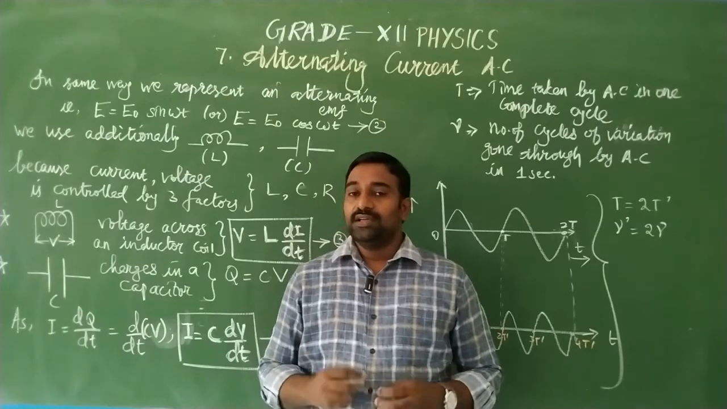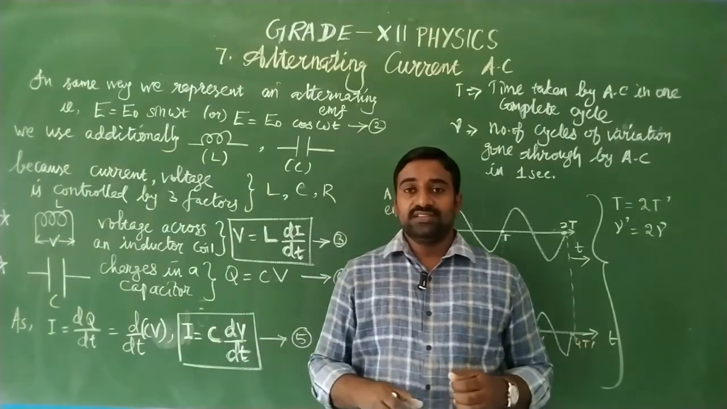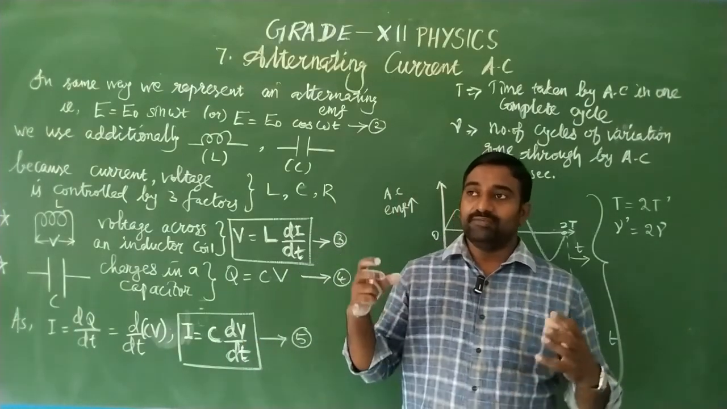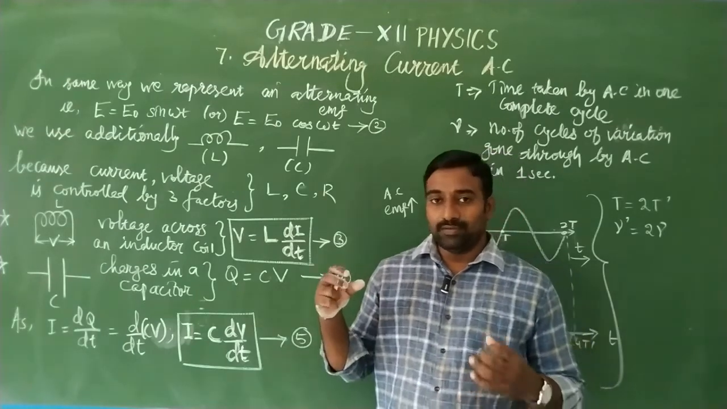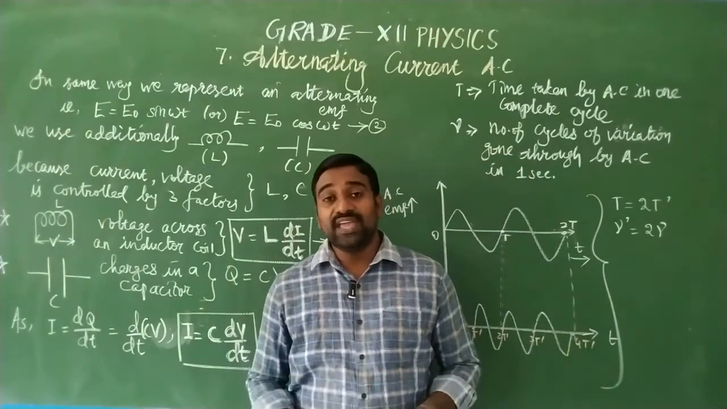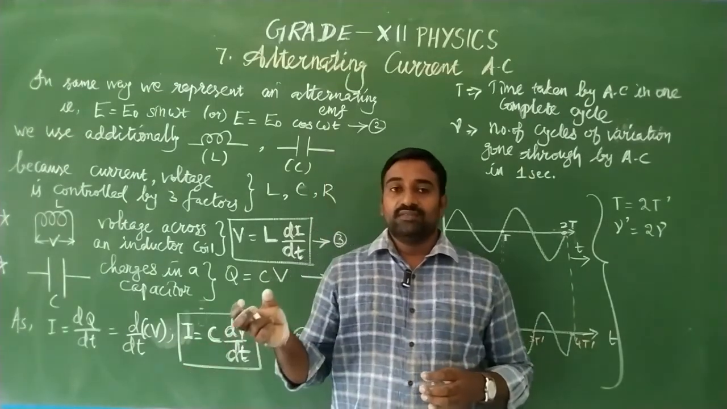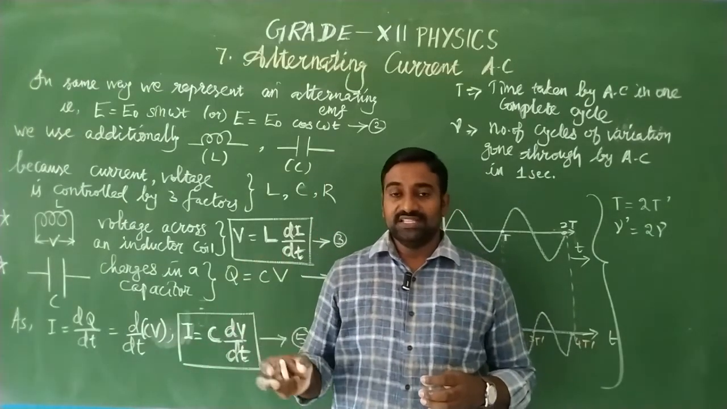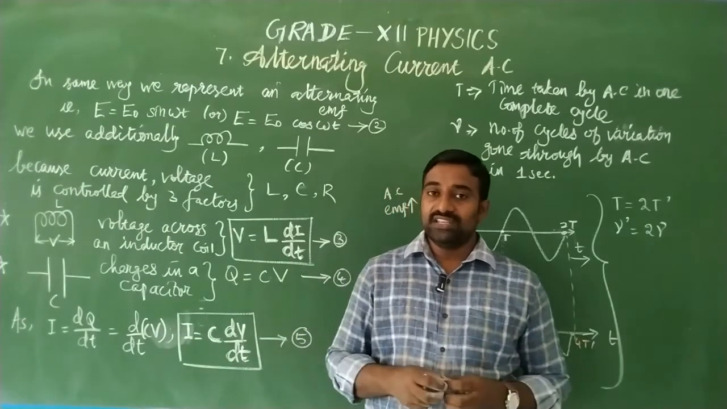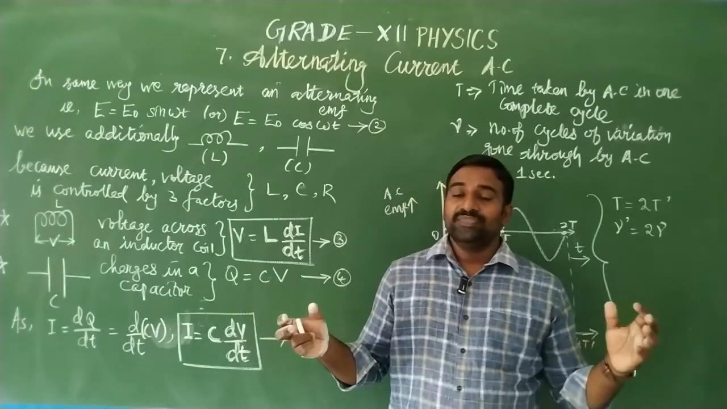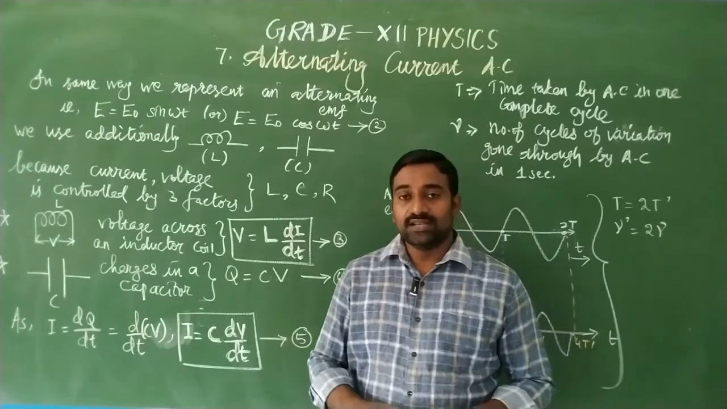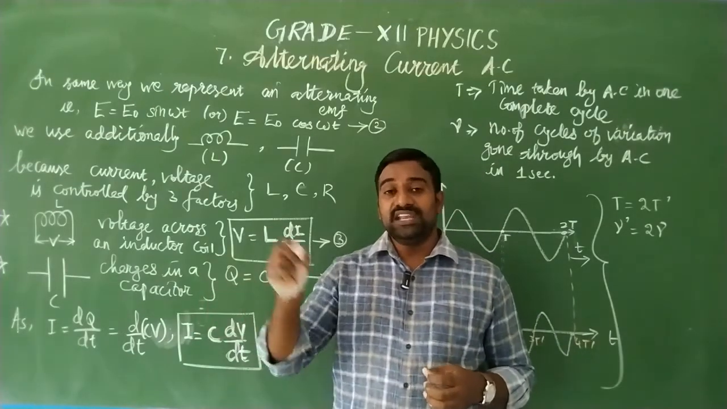AC current is very convenient, and worldwide for our power production we demand only alternating current, not direct current. Direct current is what we use in a small genset and the solar cell. These are all only direct current. But on a large scale, we demand only AC current, because AC means alternating current.